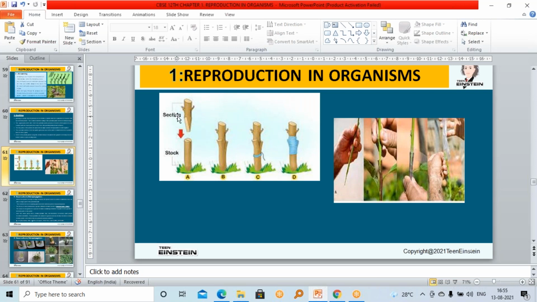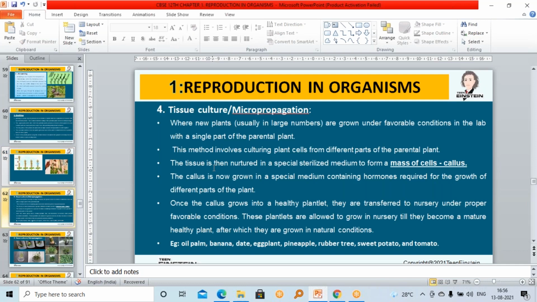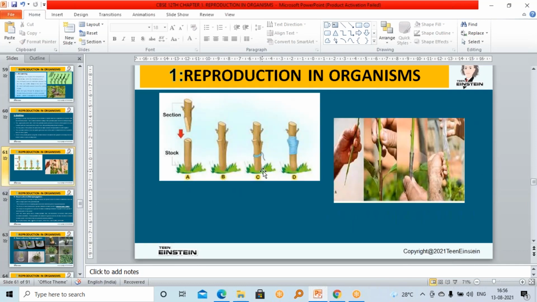So what is happening? The stock and the scion, in both we are going to make cuttings in a particular way and then keep them in close contact. Then covering should be done, and over a period the vascular systems of both sections will grow and fuse at a point, and thus produce a graft. This can grow as a separate plant and it will have the characters of both plants, because the upper part is from one plant and the lower part is from another plant.